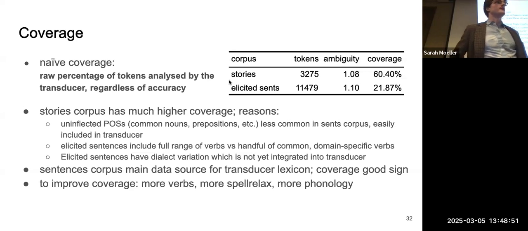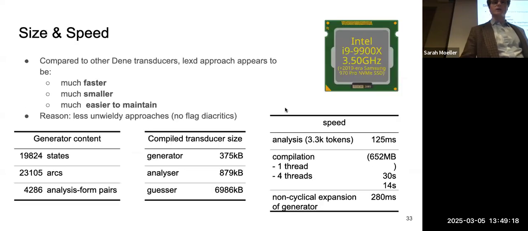You know, these are trying to get all these forms out for documentation purposes, and there's lots of forms that we didn't account for in the transducer. There's also dialect variation in the elicited sentences, which we haven't yet implemented in our transducer. But it is a good sign that the data we based our transducer on is being analyzed by the transducer. So to improve this coverage, we're going to look at more verbs, more stem-class rules, and more phonology. Lastly, to conclude this section, we feel like this lexicon approach was pretty solid. It was a lot faster and smaller than other approaches. And there are some stats that you can look at another time.